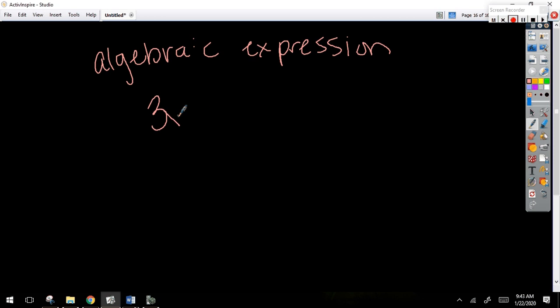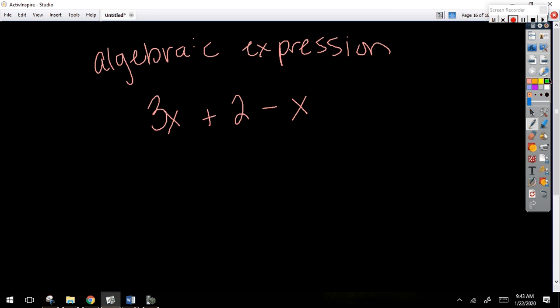Let's say I have 3x plus 2 minus x. Is this an algebraic expression? Yes. Why? Because there's a variable in it. There's no equal sign. If it was an equal sign, it would be an equation. There's variables and there's operations, right? So it's an algebraic expression.